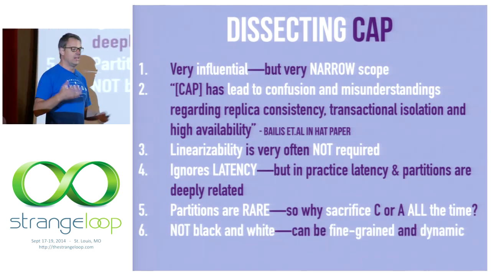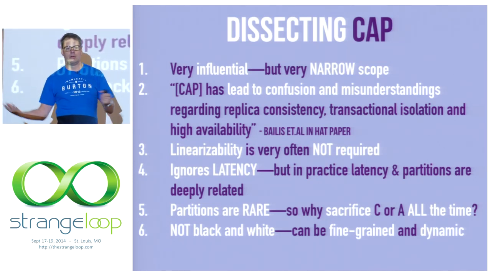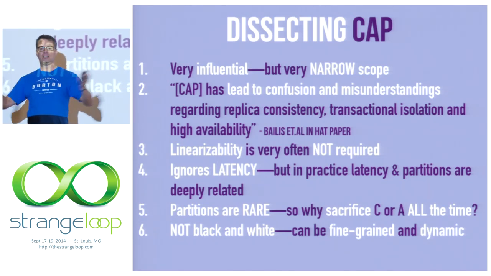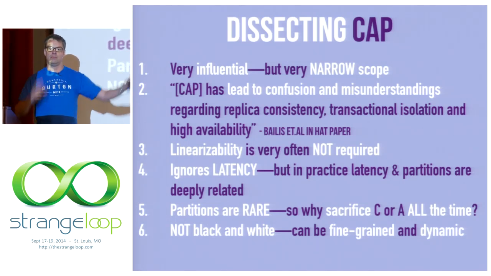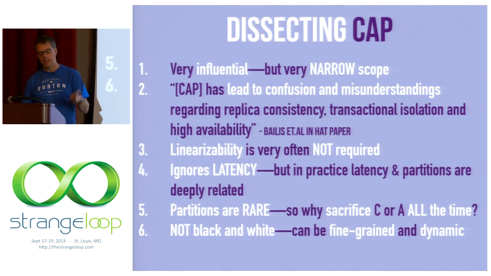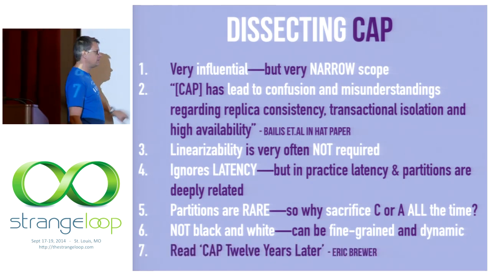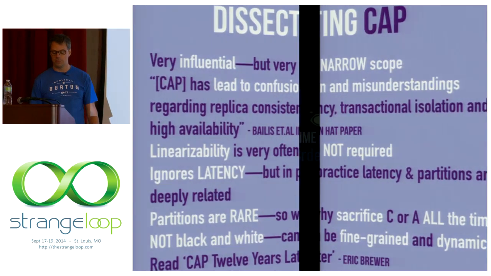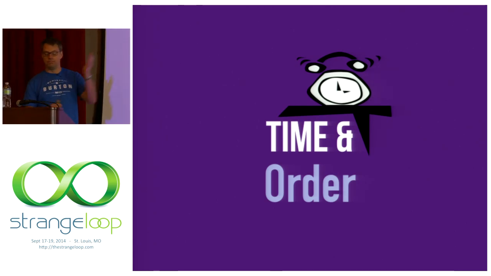Why can't we have a model that's open to dealing with things as we go? More dynamic. We can try, as a best effort, to have consistency when things go fine, but then fall back to availability when things start to go wrong, and so on. I'm just asking questions, and a lot of these questions Eric Brewer asked himself in his paper, CAP 12 years later, which is a great paper to also read.